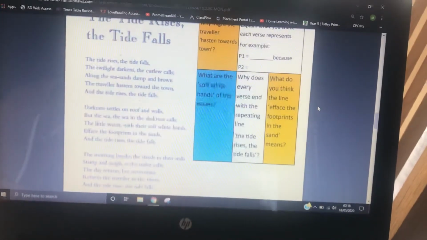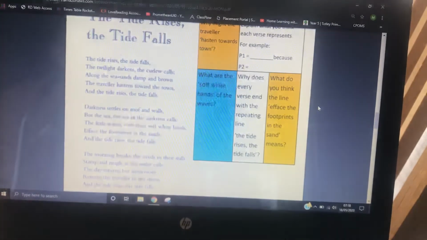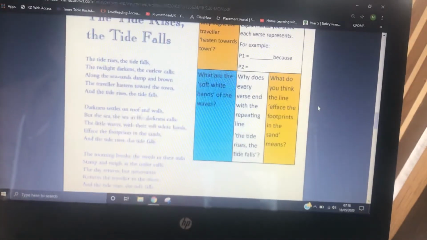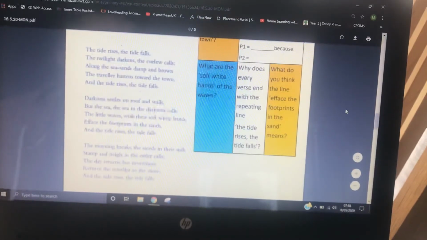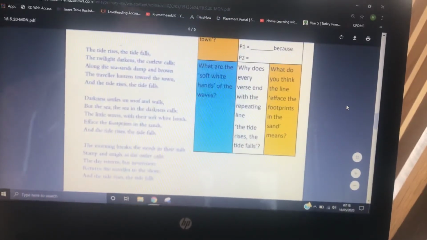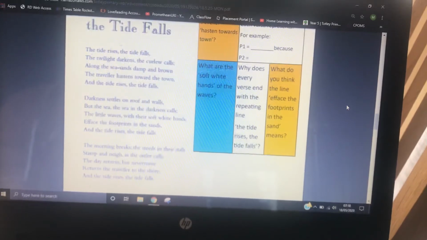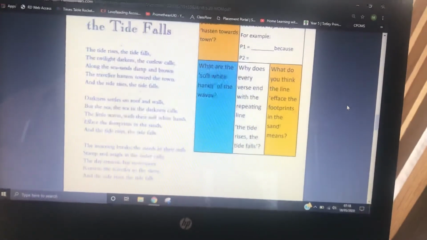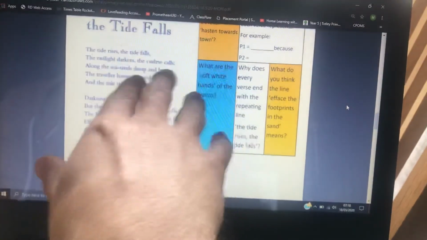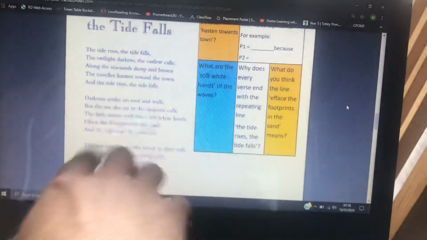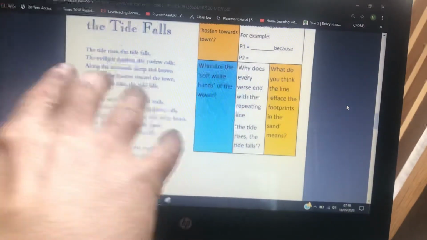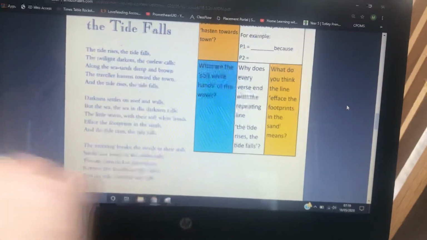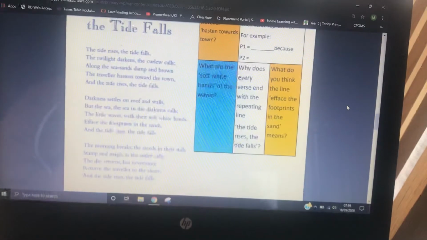Next one. Why does every verse end with the repeating line, the tide rises, the tide falls? And you'll get this a lot, that as you get older, the question might be more like, what effect does the repeated line have on the reader? Actually I could have put it like that. So as you read it, you've got, and the tide rises, the tide falls, the tide rises, the tide falls. So what is that doing? Why is that repeated there? You've got to think about what it is.